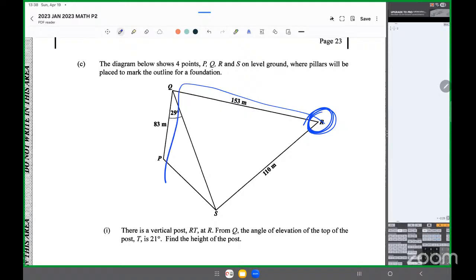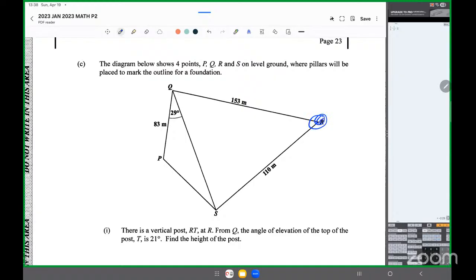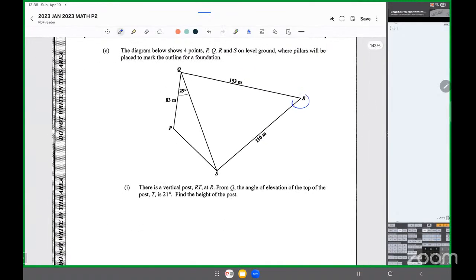Remember, these points are on the ground, you know, guys. And the vertical post is standing up in the air. You can't see it because looking at this is like you're up in the sky looking down. So the vertical post right here is coming up towards you. You cannot see it. To see it, you have to imagine that right here you have a vertical post.